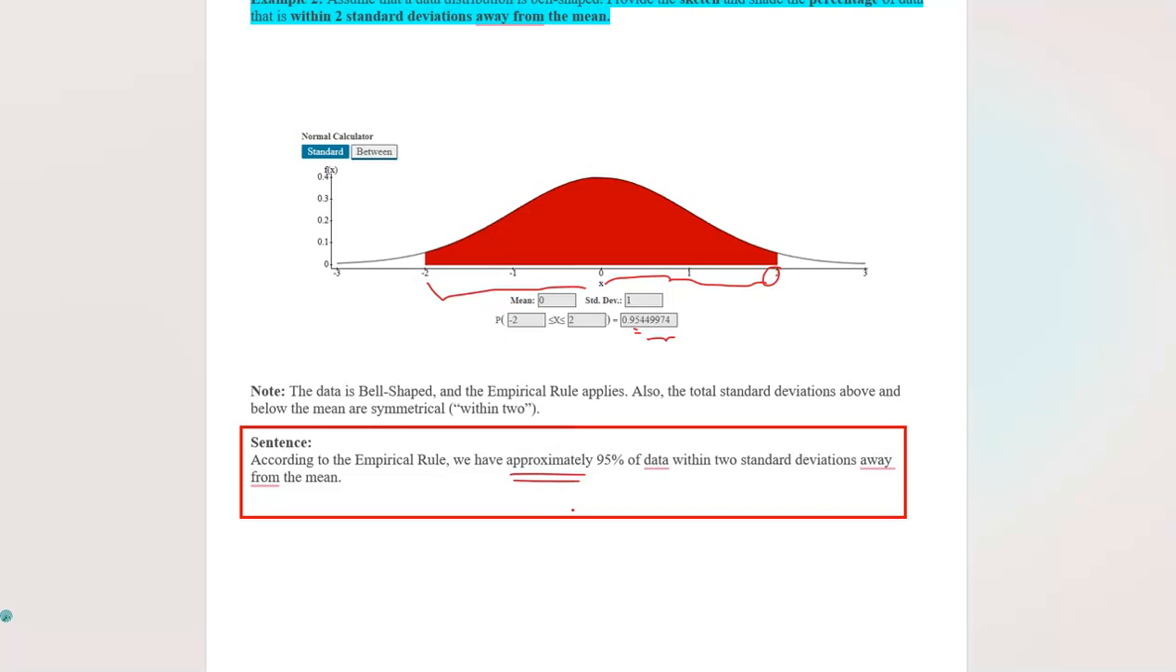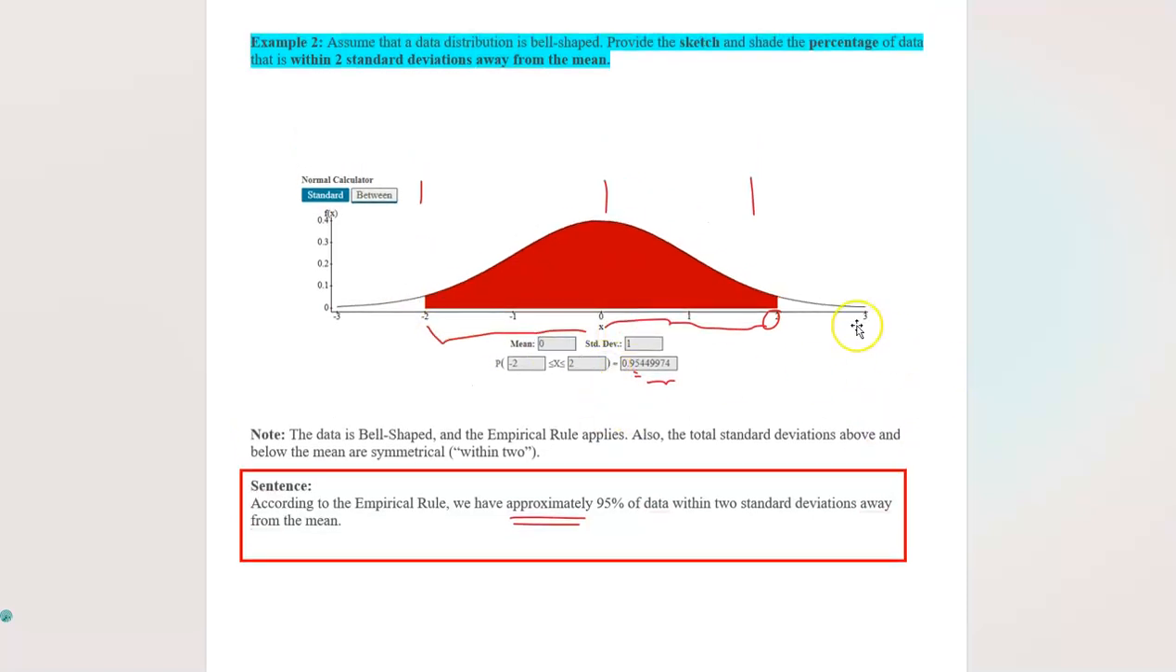For the empirical rule, the wording is approximately. For Chebyshev's theorem, the wording is at least. And then also in your sentence, you have to mention that you're going up 2 and below 2 standard deviations above and below the mean. So for this example, this one's standard. Example 2 is standard, it's just asking about 2. Make sure that you have the wording. Let's take a look at example 4.